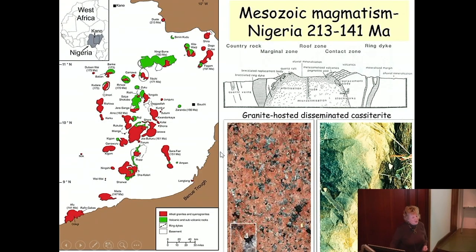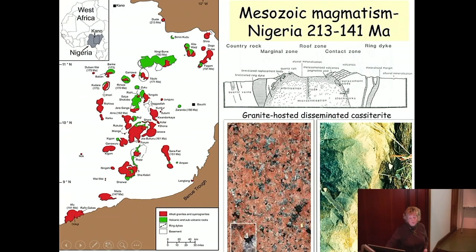And if we go to much younger granites in Nigeria, we see exactly the same thing. On the left is a map that I was involved in making back in the days of my PhD. And the rocks shown in white are Precambrian basement, and these are Mesozoic ring complexes stretching from Dutsen Wai up here at 213 million years of age down to Afu on the edge of the Benue Valley, which is 141 million years in age.